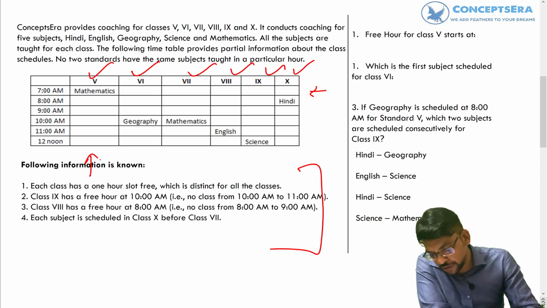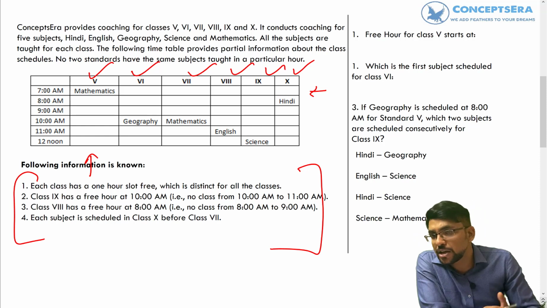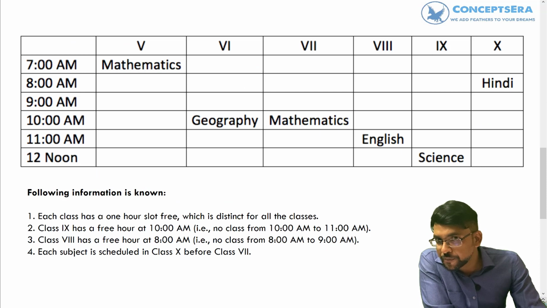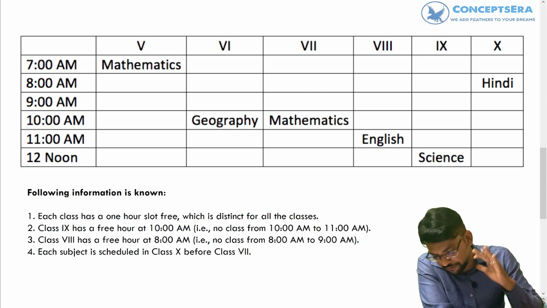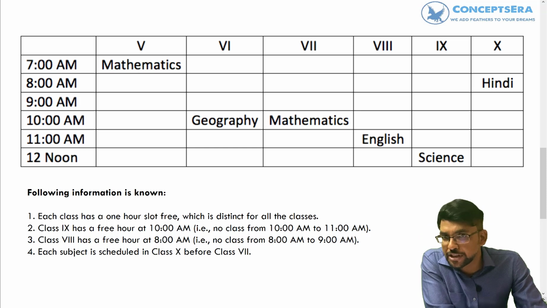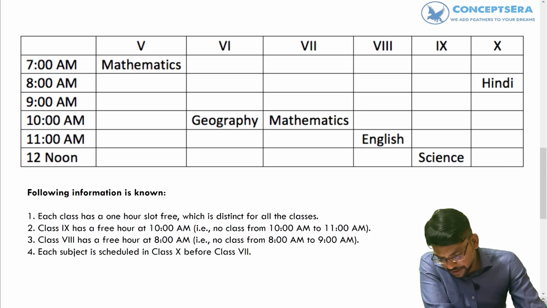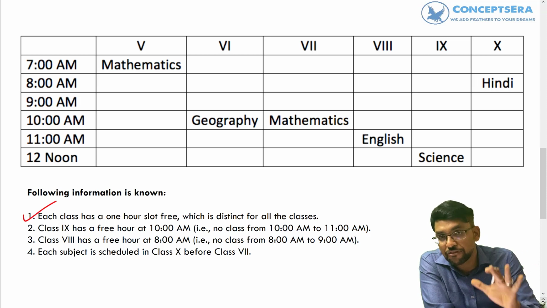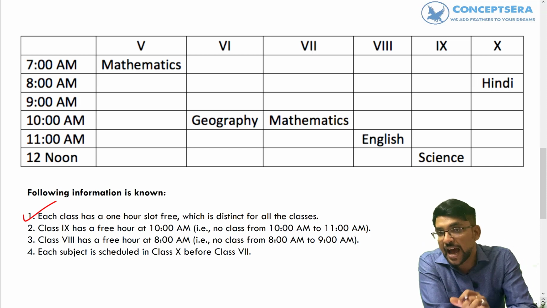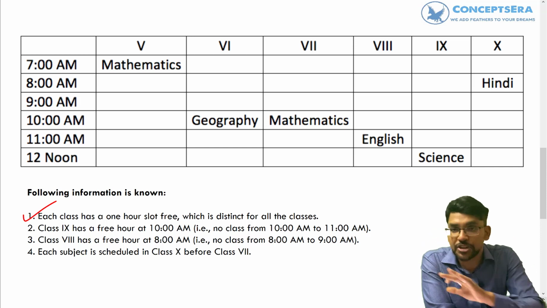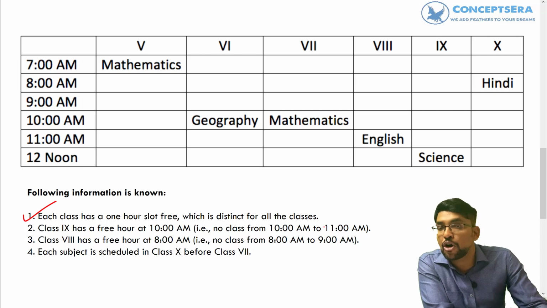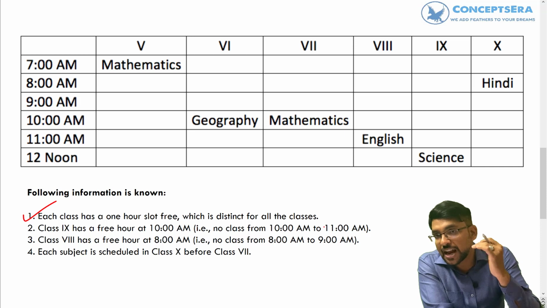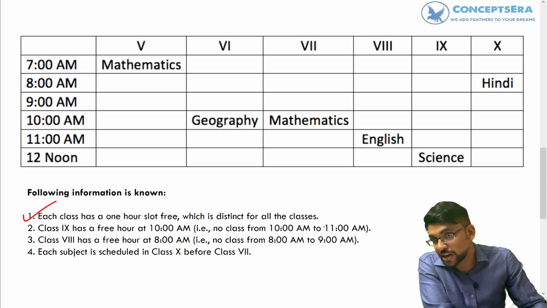And let's move further and put this particular information, which is important for us, into the given table, and try to fill this particular table in the most efficient manner. So here we go. Here we are having this particular table and the given 4 points, which will definitely help us to fill this particular table. So if you look here, the first information says each class has 1 hour slot free. That means 5 subjects will be taught, and in one particular class out of 6 classes, there is no class, which is distinct for all the classes. It means every hour we are having only 1 free hour class. That means no subject will be taught in that particular class.